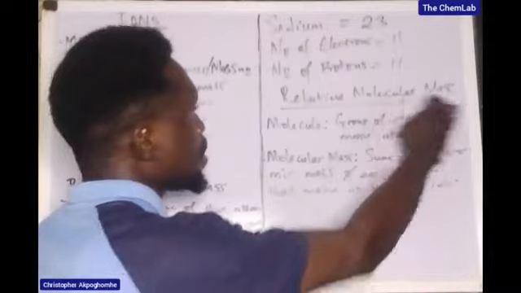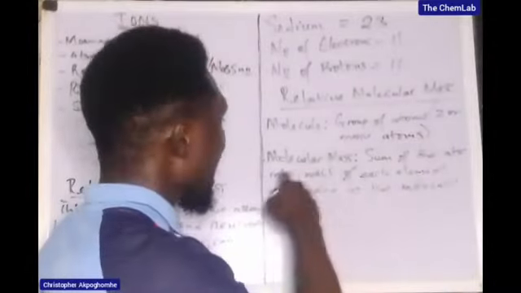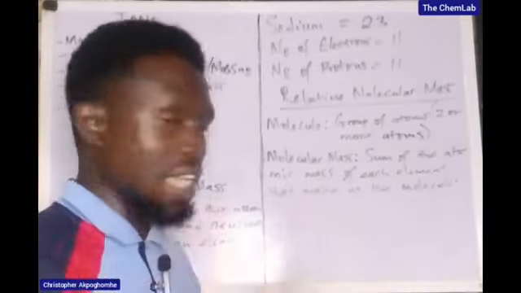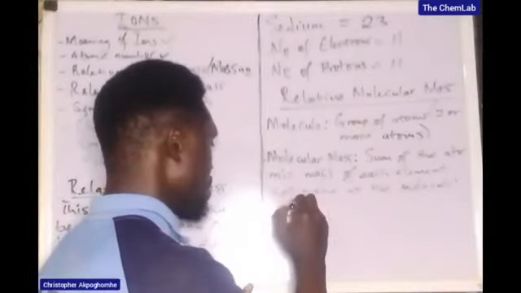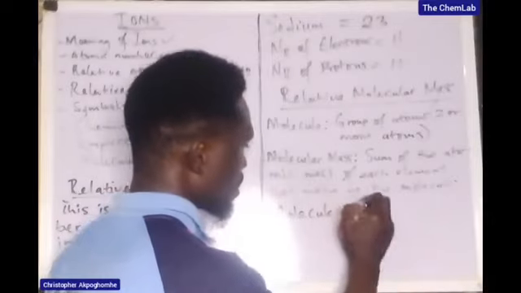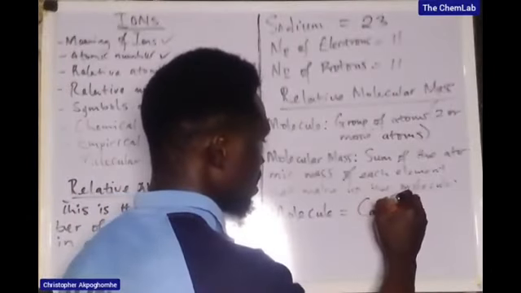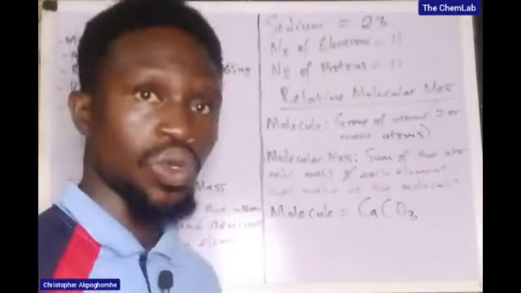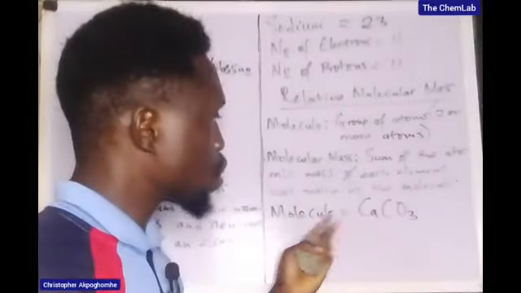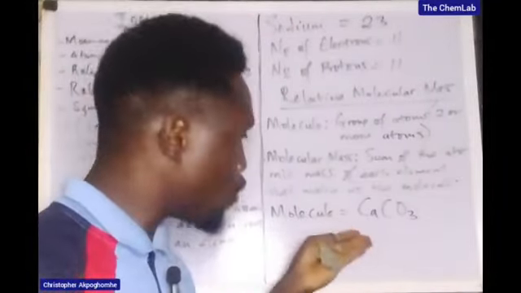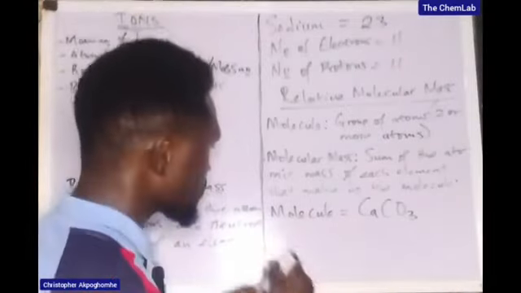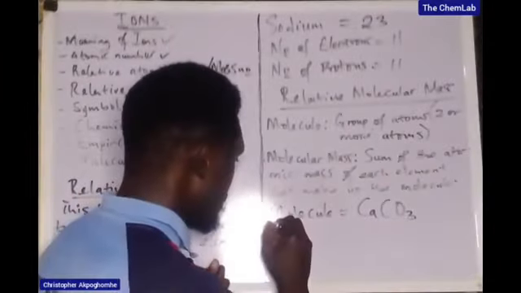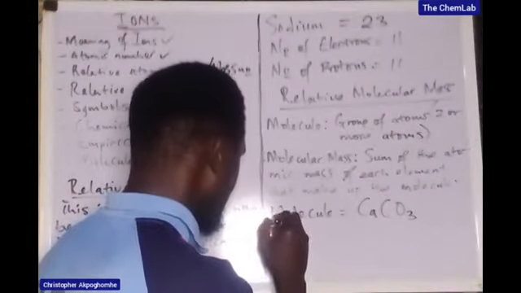So molecular mass is the sum of the atomic mass of each element that makes up the molecule. So let's look at a molecule now. Let's say CaCO3. The question here is, what is the molecular mass of this molecule? First of all, we'll look at the atomic mass.